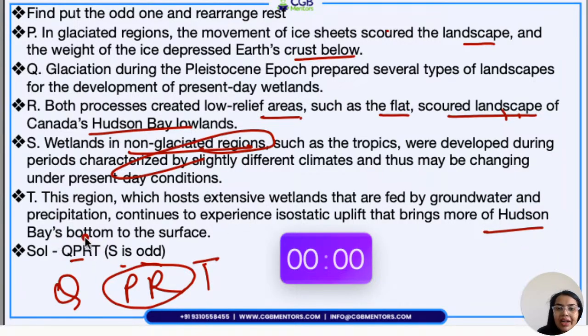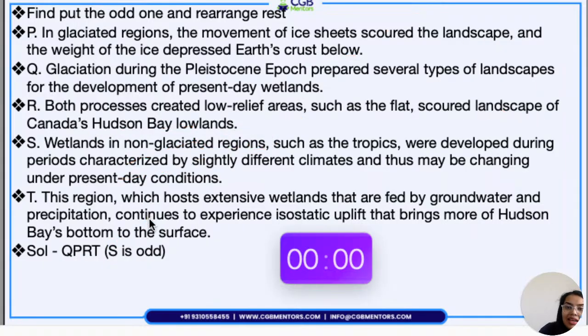So there you go. S automatically goes out. Exactly. In this case, we were talking about glaciation and how it helped. But only S was talking about wetlands in non-glaciated regions. That was irrelevant at this point. Clear?